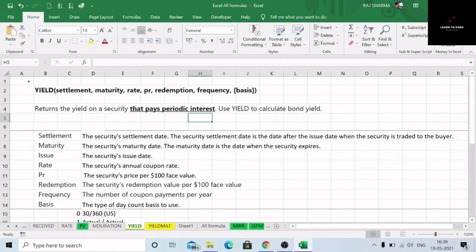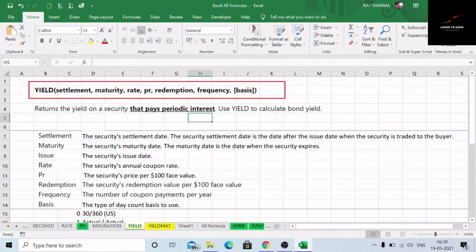So here is the syntax of this YIELD function, and the variables used are settlement. Settlement date is the date when the present bondholder has got this bond. So this bond might have been issued in the past, but the present bondholder has got this bond on the settlement date. So here is a brief write-up.